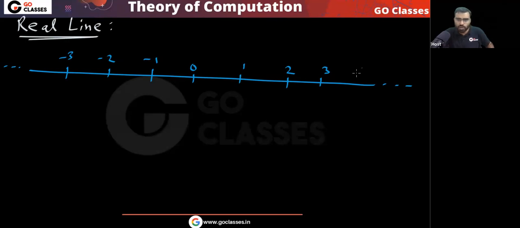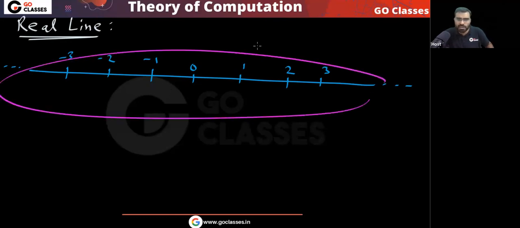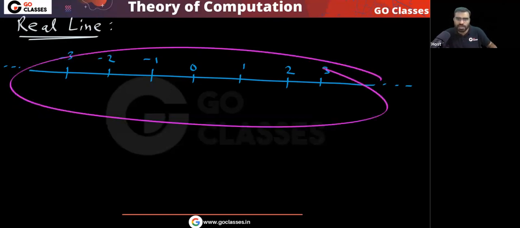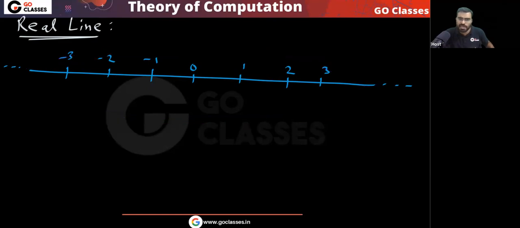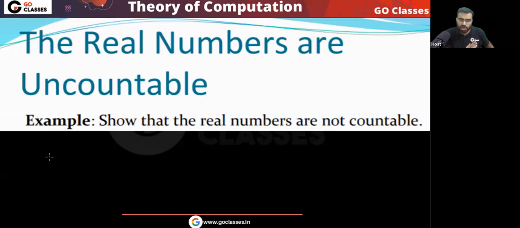Now, I am going to prove that this is uncountable. This real line is uncountable, which means the size of the set of real numbers is much bigger than the size of natural numbers. This is what we are going to prove.